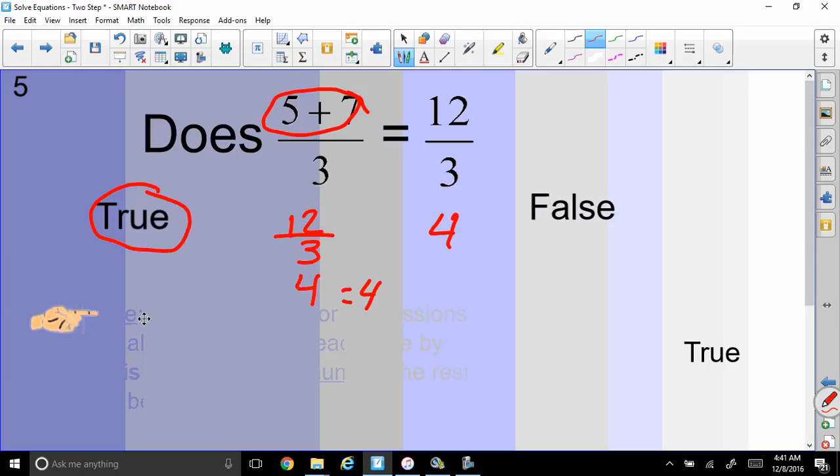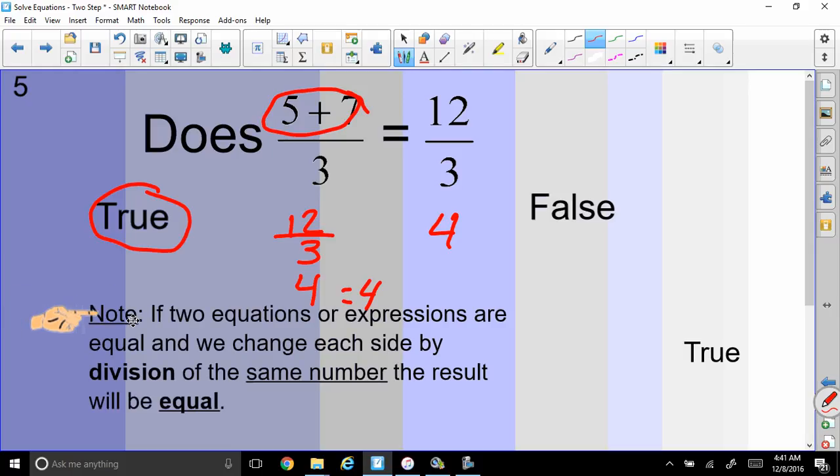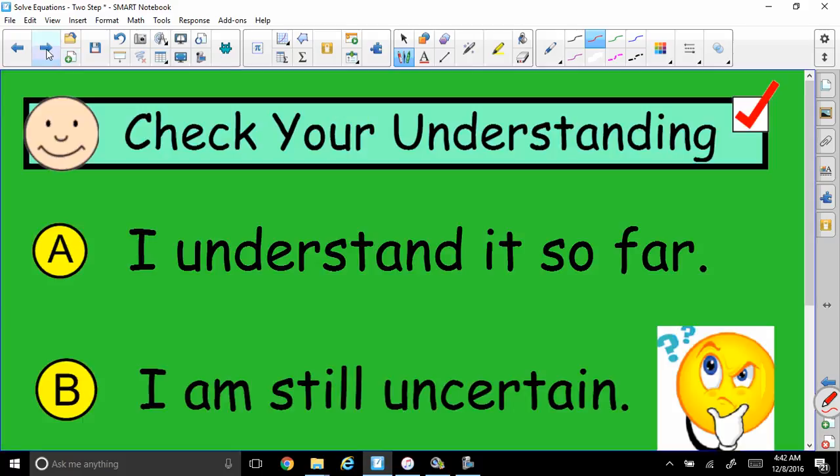Yes. So this one was a little different. What we did was we divided both sides by 3, I noticed. So if two equations or expressions are equal and we change each side by division of the same number, the result will be equal. So if we divide both sides by the same number, because they're equal expressions or equations, you're going to get the same result. So check your understanding of what we just did.